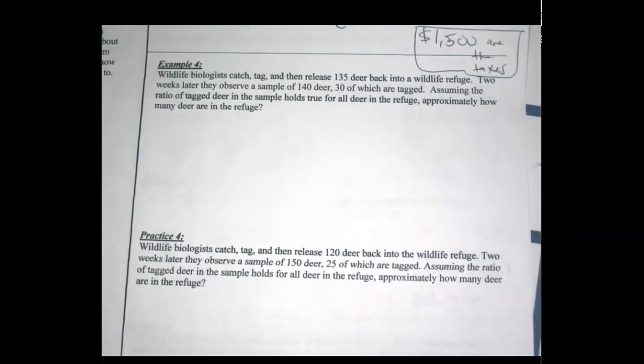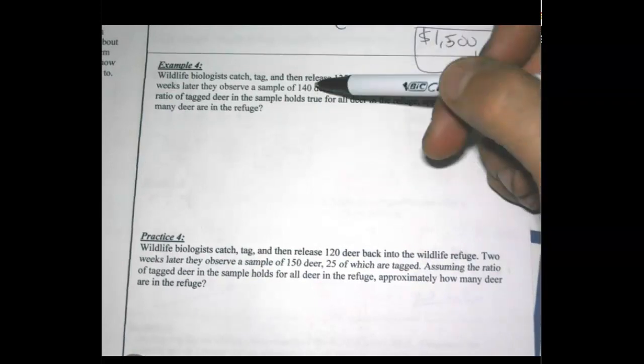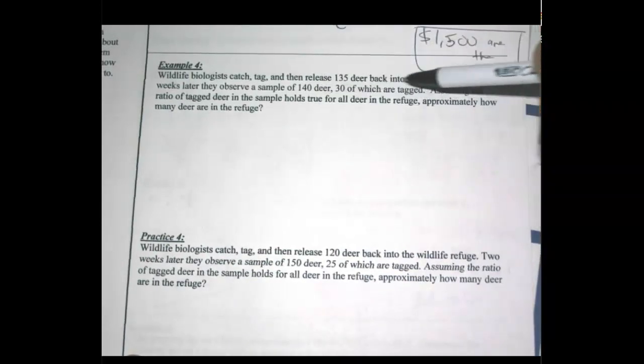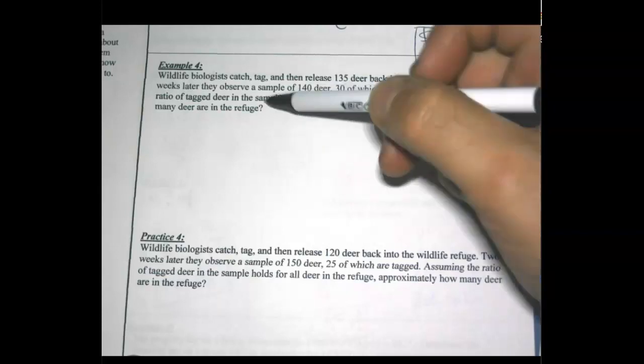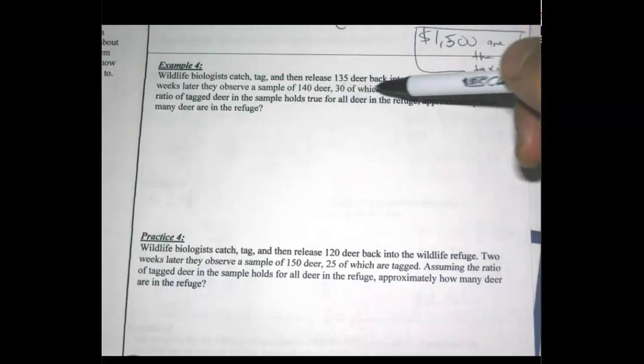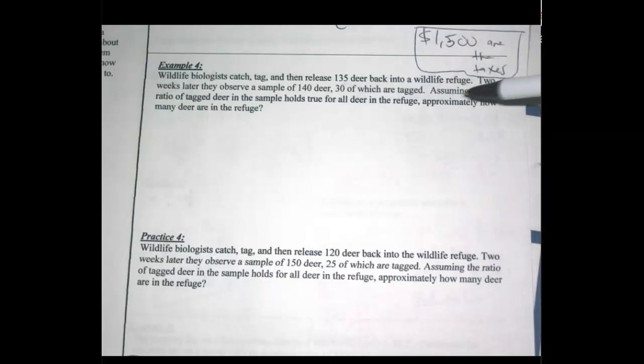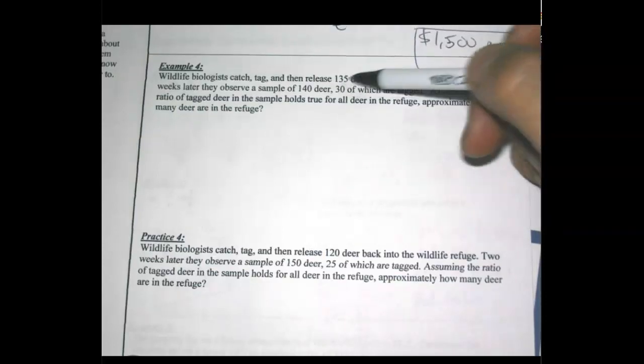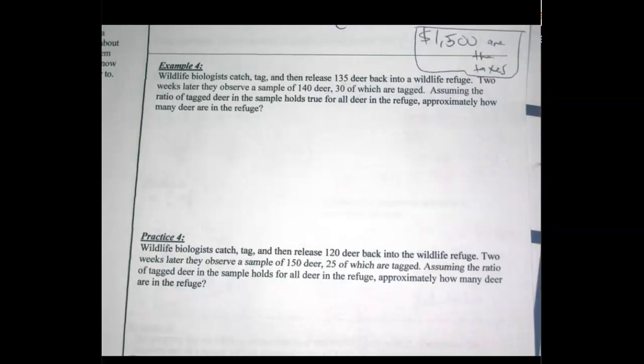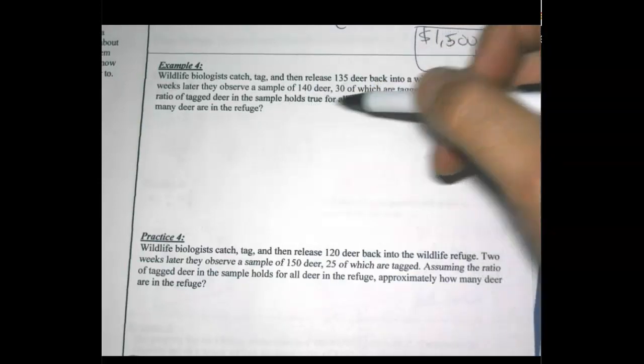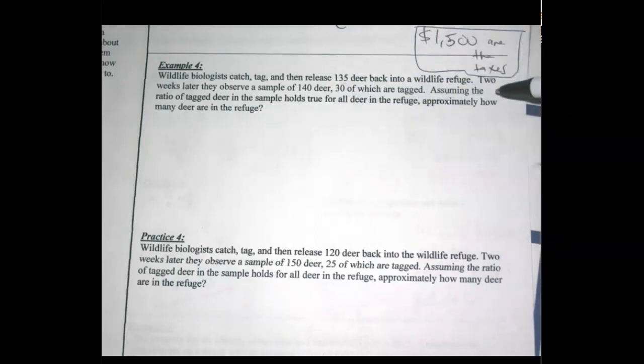The next problem, still using proportions. Wildlife biologists catch, tag, and release 135 deer back into the refuge. So they caught the deer and then they released them back into the refuge, 135 of them. Two weeks later, they observe a sample of 140 deer, 30 of which are tagged. 30 of them have the tags that they had originally put on the 135 deer. So anyhow, assuming the ratio of tagged deer in the sample holds true for all deer in the refuge, approximately how many deer are there in the refuge?